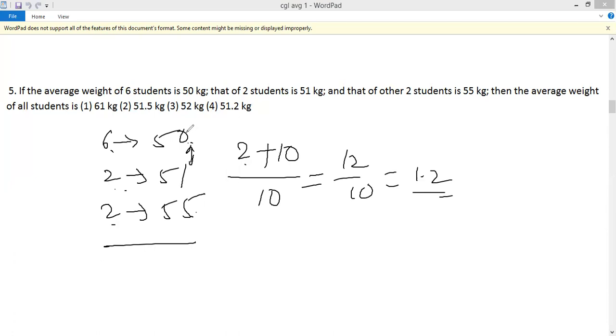From here I am calculating the center is 50. So 50 plus 1.2 is 51.2. This is very easy now. This method is easy instead of so many calculations.